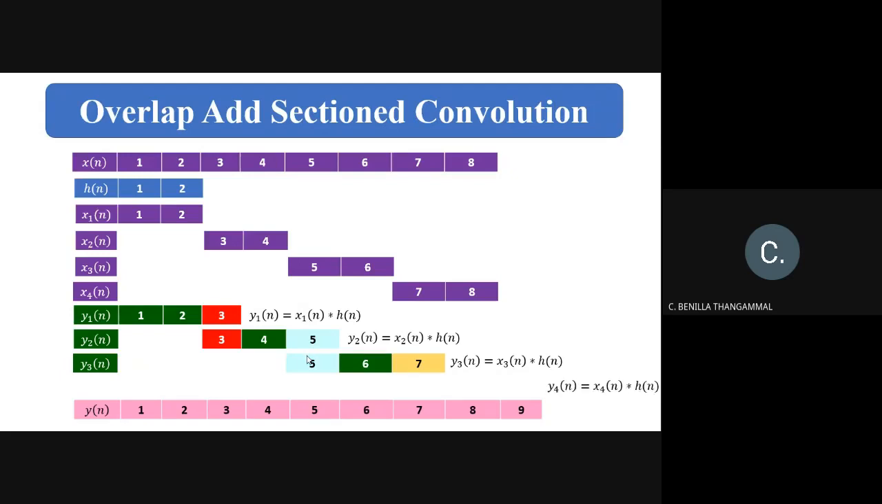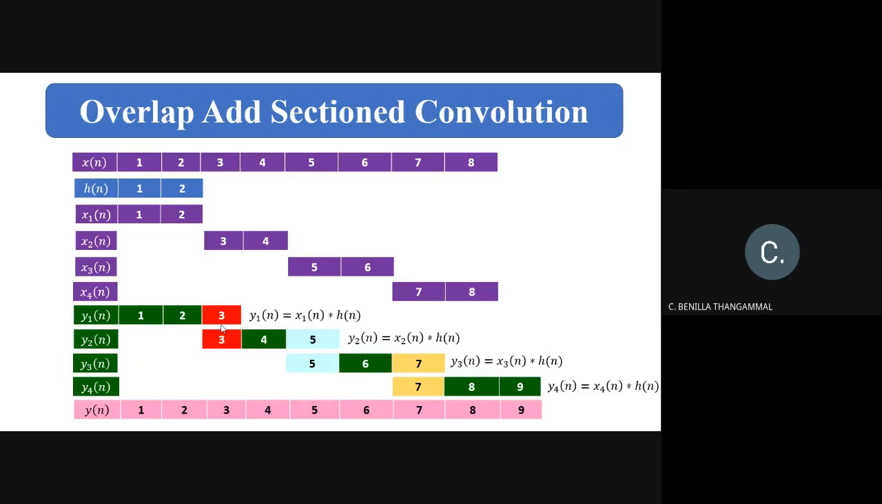Next, by that time I'll be able to get x4 of n. So I'll calculate y4 of n, which is nothing but x4 of n convolved with h of n. So 2 plus 2 minus 1 is going to be 3 samples. And here the second part is over. First part is sectioning, second part is performing the convolution, and in the third part the overlapping signals have to be added.